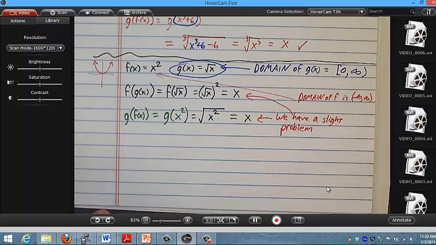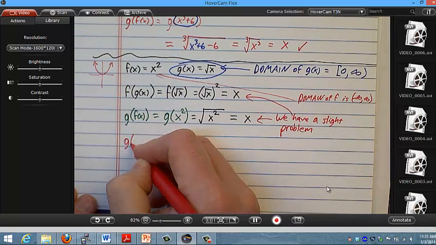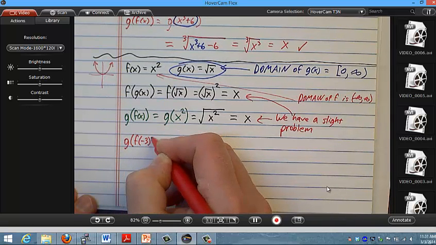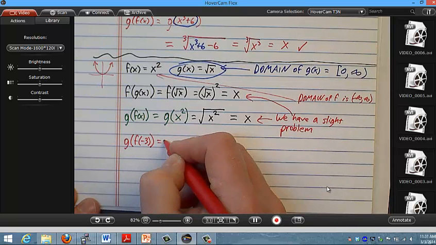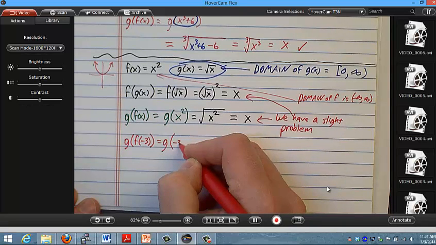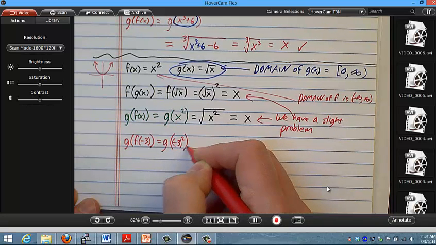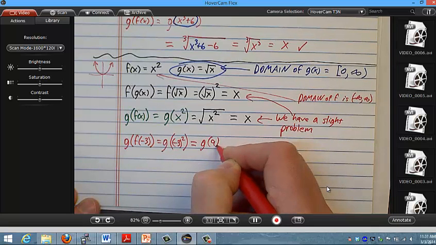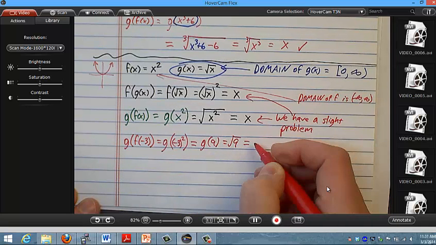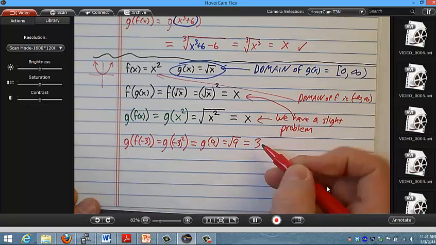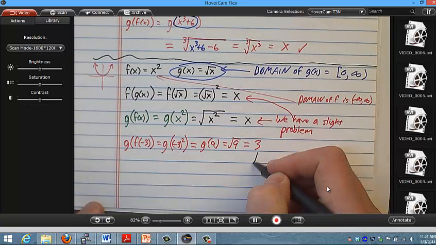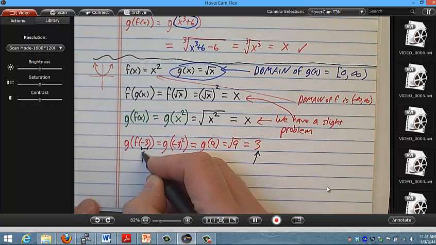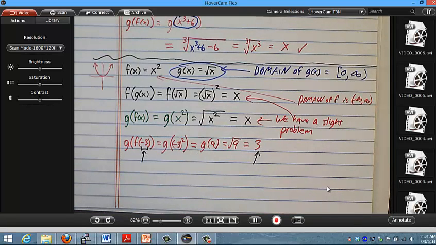so, for example, if I were to compute g of f of negative 3, well, can I do that? Let's see. G of negative 3 squared. So that's g of 9. So that's the square root of 9. So that's what? 3. But I guess what the issue is that I got 3 as an output and I got negative 3 as an input. So I got negative x and x. You guys see that?